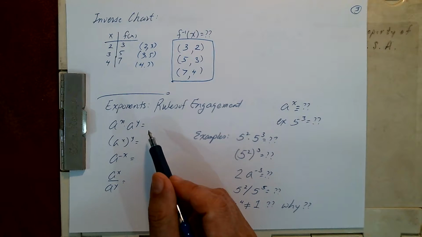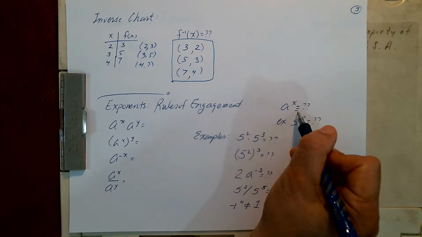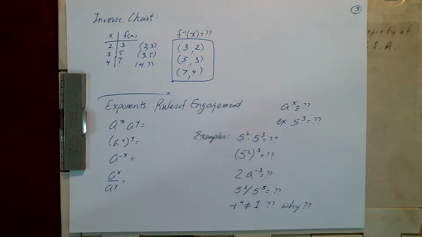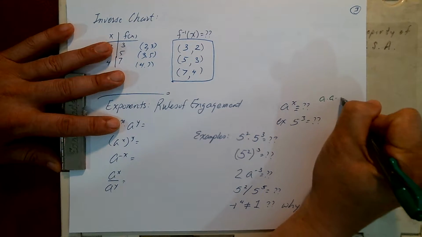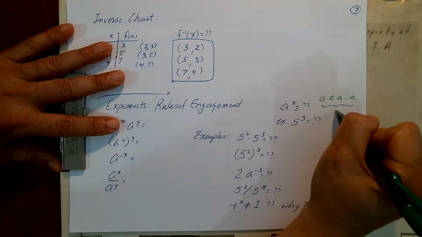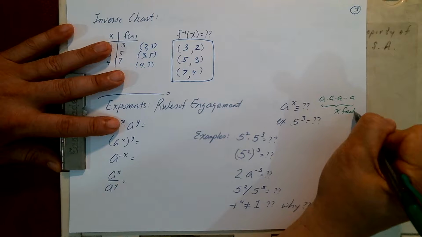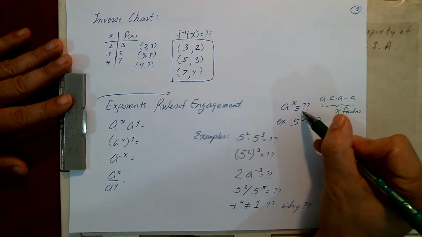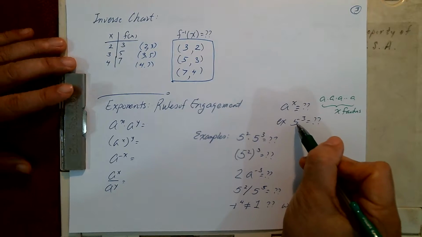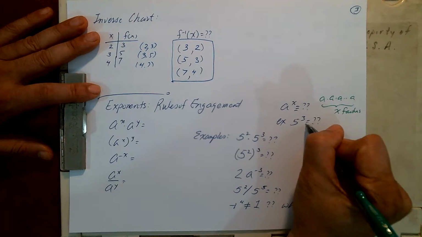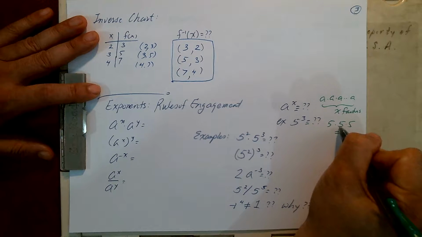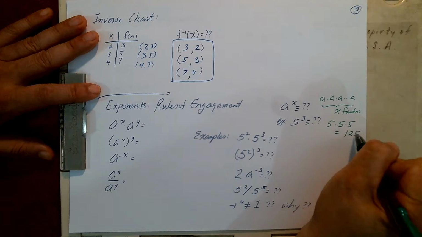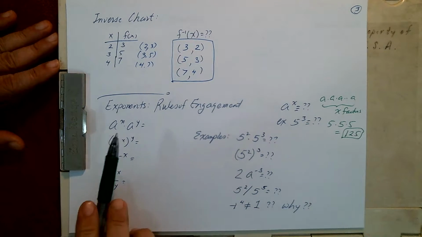Rules and definitions for exponents. Before we do that, what is the definition of a to the x? A to the x by definition is a times a times a dot dot dot, and you're going to have x factors of a. That's the definition of a to the x. So let's try 5 cubed. Using the definition, we use 5 times 5 times 5, which is 5 times 5 is 25, times 5 is 125. Okay?